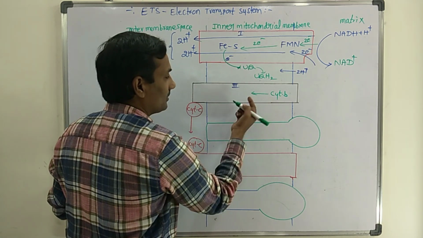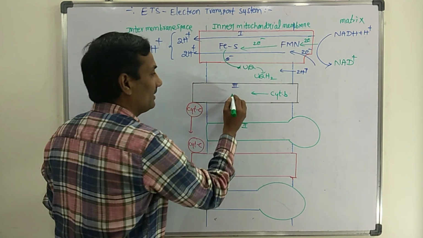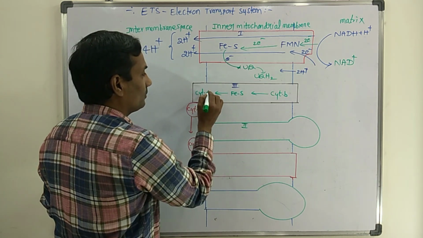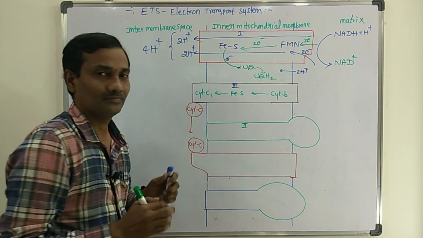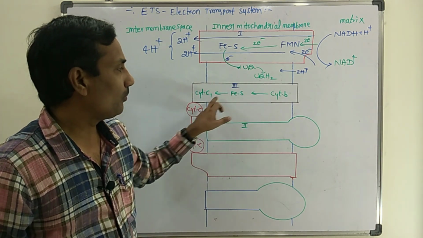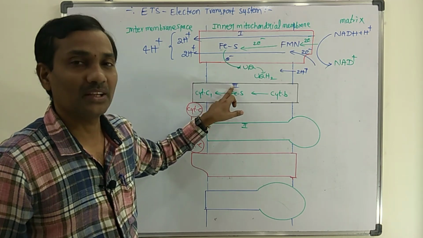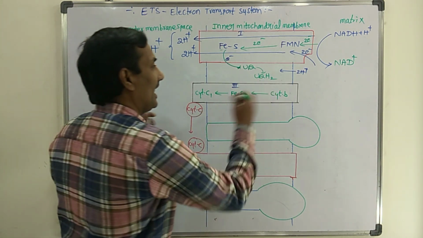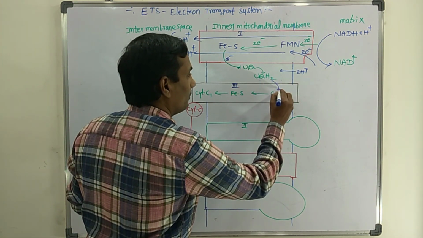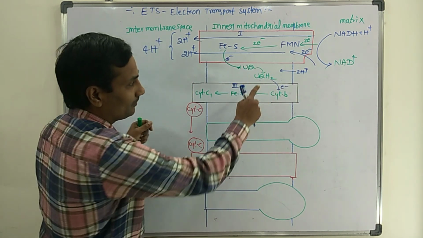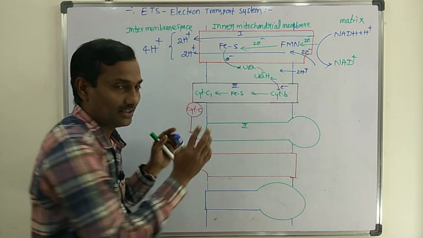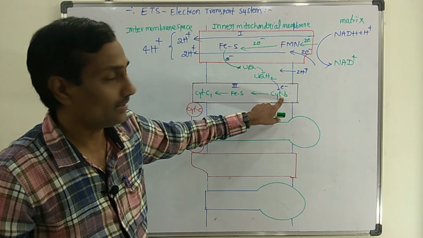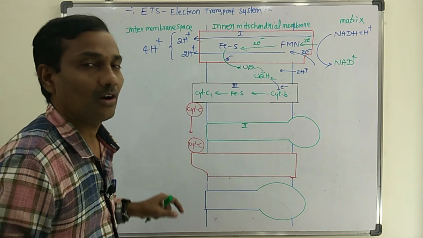Next, it also consists of movement of electrons, that is important: iron sulfur protein. Next, cytochrome C1. These are the components which are found in complex 3. Ubiquinol, that is reduced ubiquinol, will transfer electrons to cytochrome B. That is part of complex 3.